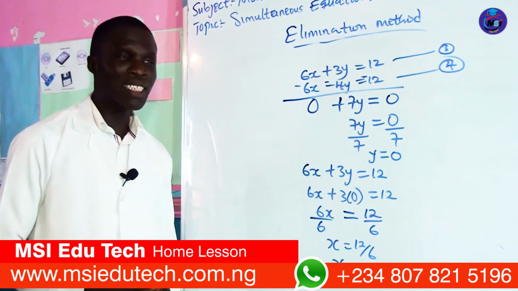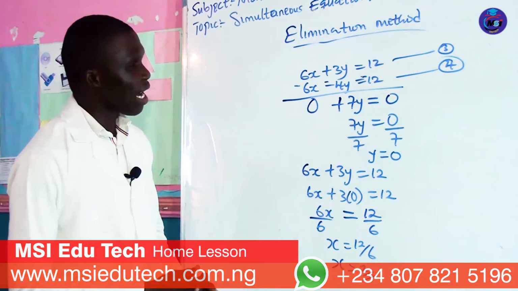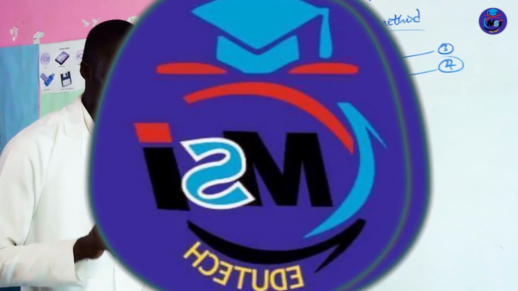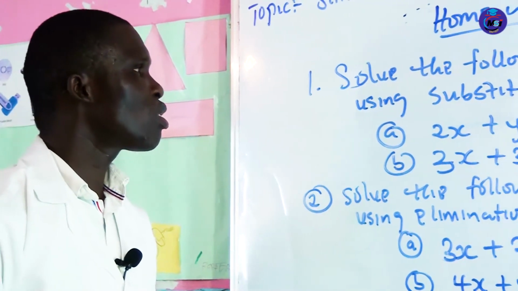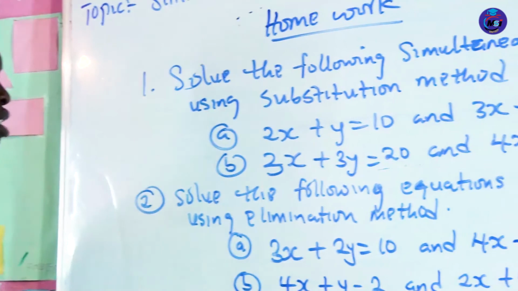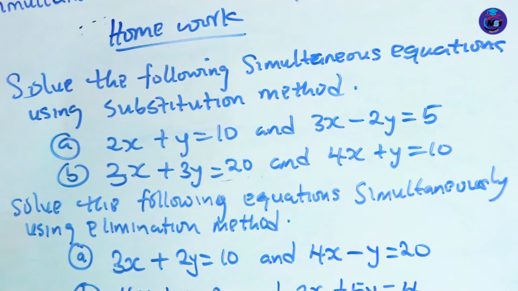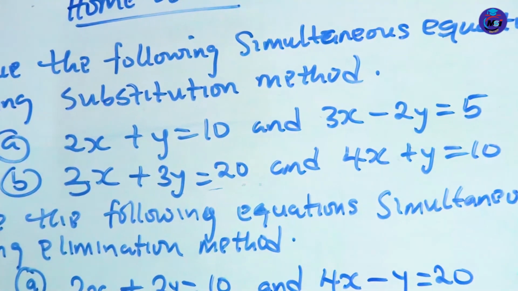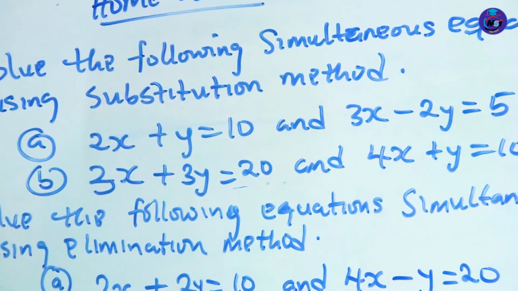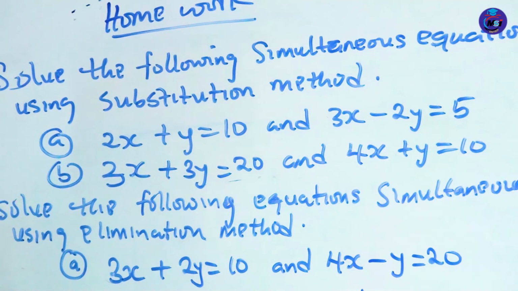Okay, before we leave this class, I want to give you work to do for me at home, as usual. Homework for today: solve the following simultaneous equations using substitution method. A, 2x plus y equals to 10 and 3x minus 2y equals to 5. B, 3x plus 3y equals to 20 and 4x plus y equals to 10.